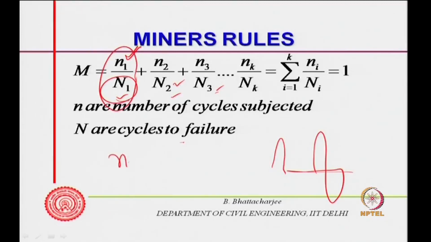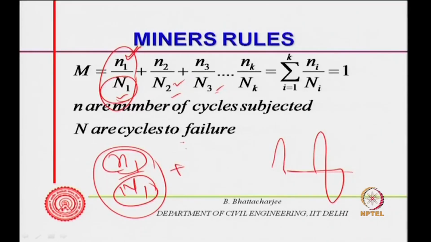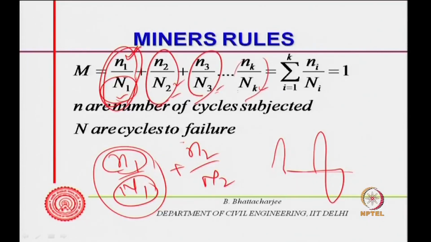So, damage is n1 divided by N1, where N1 is the number of cycles till failure and n1 is the number of cycles I have actually applied. So, the fraction of damage is given by this. Now, the fraction of damage for another regime is this. When the sum total of k such regimes equals 1, we say that failure has occurred. Therefore, this is Miner's rule. We can accumulate the damages: this is the damage, this is another damage in another stress, and so on.